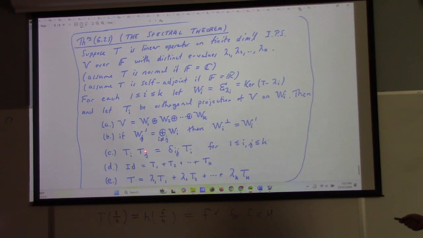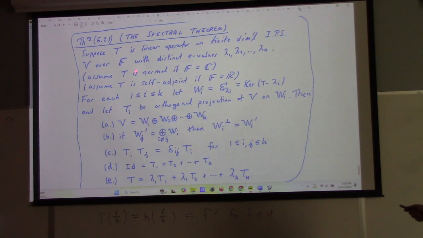T_iT_j is equal to 0 if i is not equal to j, right? Because they're both equal to 0. So not only do they commute, they multiply to 0. You can write the identity as a sum of the T's, and T itself can be written in terms of an eigenvalue weighted sum of projections.